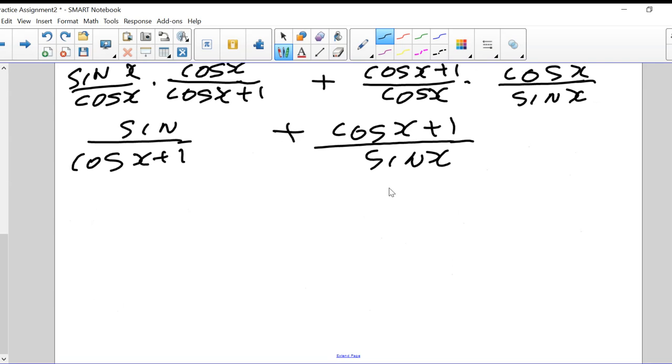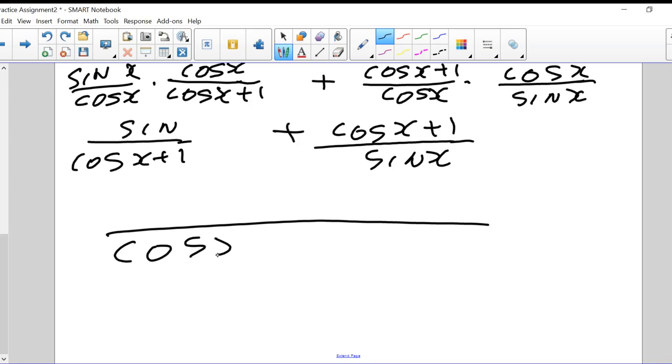Anybody? I have these two fractions. Make the denominator equal? I think what you mean by that is get a common denominator. Is that what you mean, Harish? In the few minutes that we have left, what is that common denominator? Anybody? 1 plus cosine x. Yeah, good. Or cosine x plus 1, multiplied by sine x.